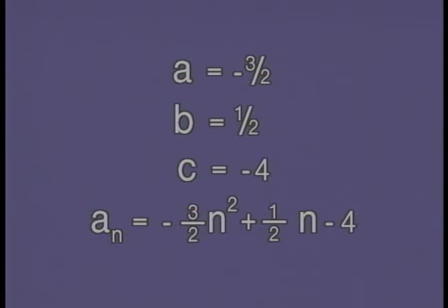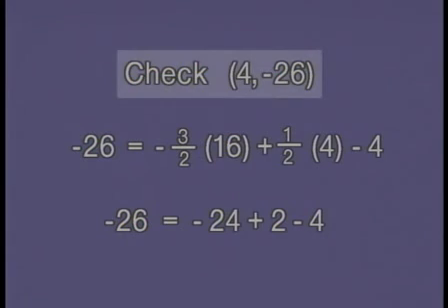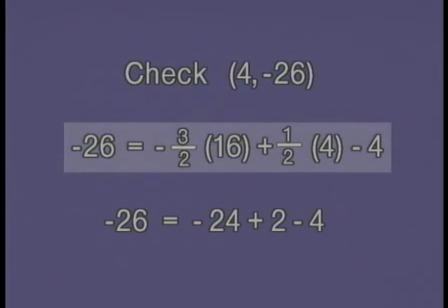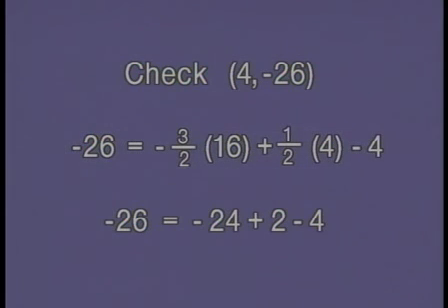And in the next and last visual, we check. And we check using a point that was not used to find the solution to the three equations, three letters. We use 4, -26. And the second line, which is highlighted, shows us -26 equals -3/2 times 16, which is 4 squared, plus 1/2 times 4 minus 4. We've replaced the n with 4. And of course, we get -26 equals -24 plus 2 minus 4. And of course, -26 equals -26. We have checked. We are right.